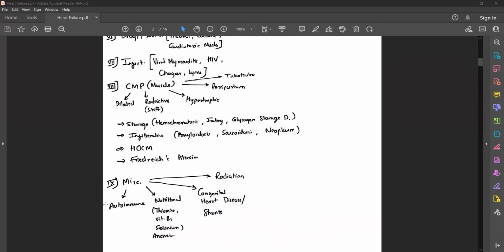Then amyloidosis, hemochromatosis, sarcoidosis, or a disease like scleroderma. All these conditions can lead to restrictive cardiomyopathy. Then also amyloidosis, Friedreich's ataxia, Fabry's disease, glycogen storage disease. These all can lead to hypertrophic cardiomyopathy. So these causes can lead to these kind of morphological picture of cardiomyopathy. Then some of the other causes are autoimmune, nutritional causes. Autoimmune, like for example, as I said, in case of scleroderma, in case of SLE, then nutritional causes like, for example, thiamine deficiency, selenium deficiency, anemia, which is one of the also important causes of acute exacerbation, then congenital heart disease leading to shunts, and then radiation.